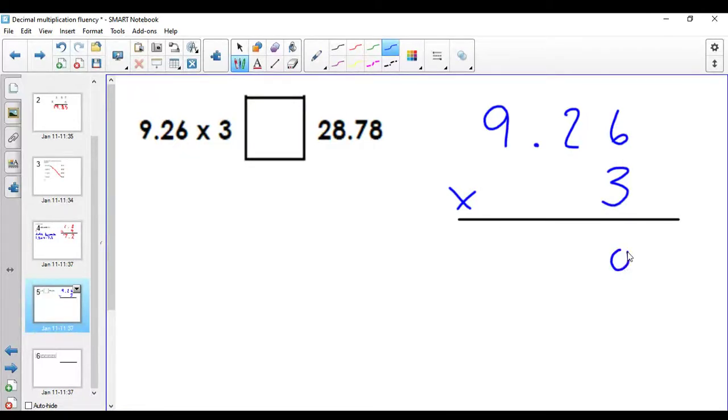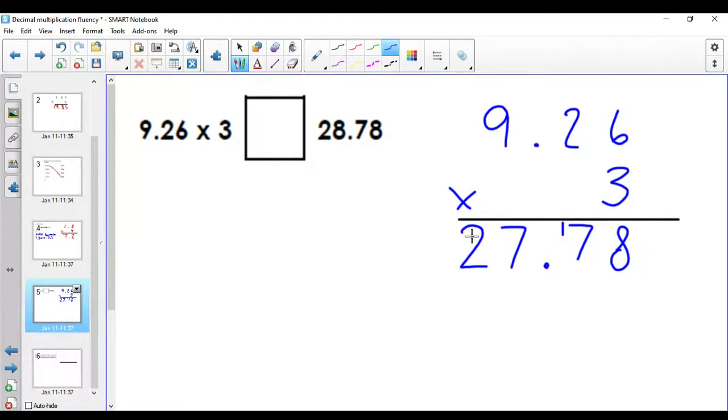So 3 times 6 is 18, which would be 8 hundredths and 1 tenth in this calculation. 3 times 2 is 6, and there will be 7 tenths in this calculation. Decimal point. 3 times 9 is 27. So 9.26 times 3 does not have the answer of 28.78. So it is not equal.